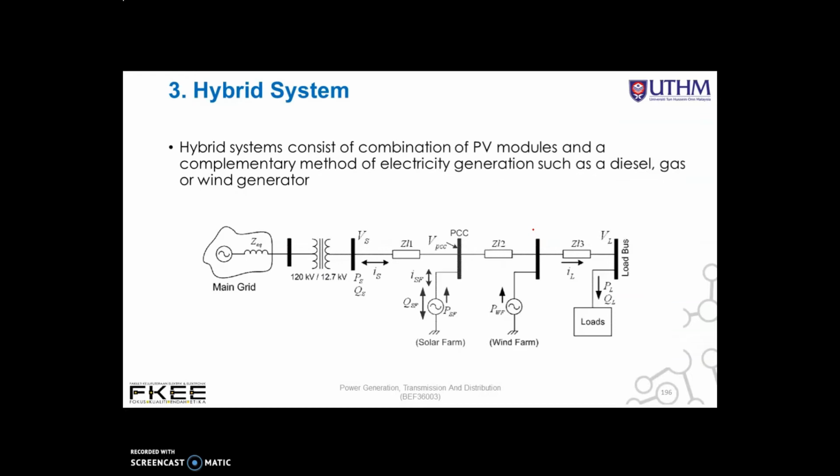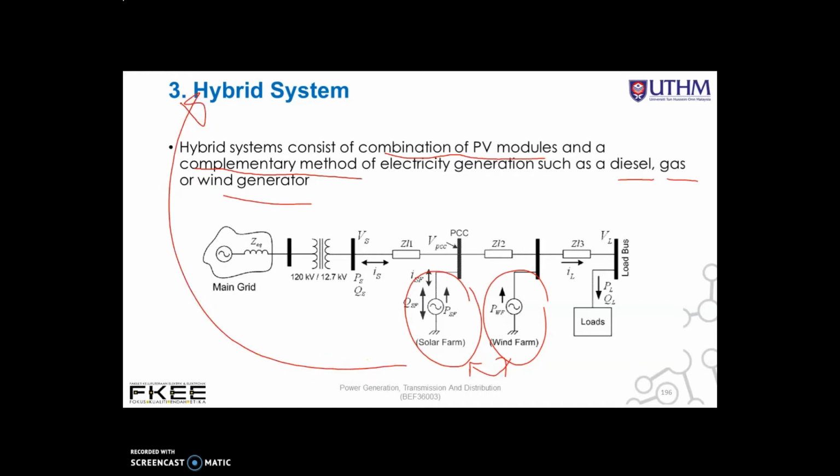So the third one is the hybrid system. A hybrid system consists of the combination of PV modules and a complementary method of electricity generation such as diesel, gas or wind generators. You can see in this figure, we have power fed from the solar farm and also the wind farm. So we connect them together. That's why we call it a hybrid system.